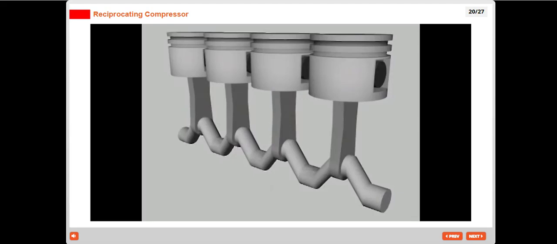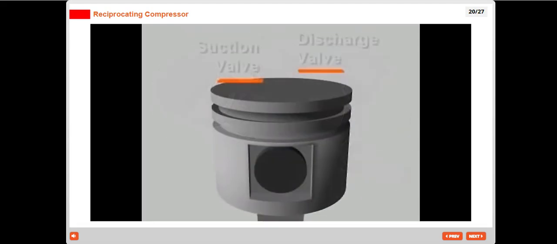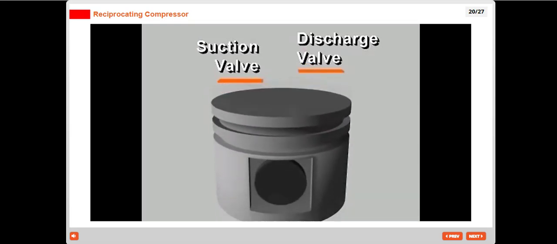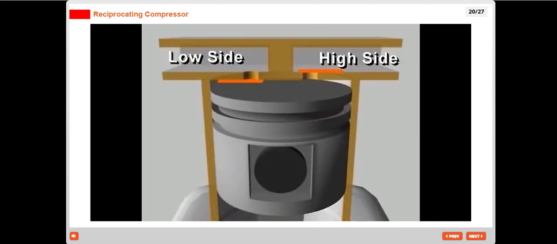Multiple cylinders may be arranged in line, opposed, or in a V. In each cylinder, reciprocating compressors have both a suction valve and a discharge valve. These valves give the compressor its ability to pump refrigerant vapor against a pressure difference. They are usually located in the head of the cylinder, in passages connected to the high or low pressure side of the system.